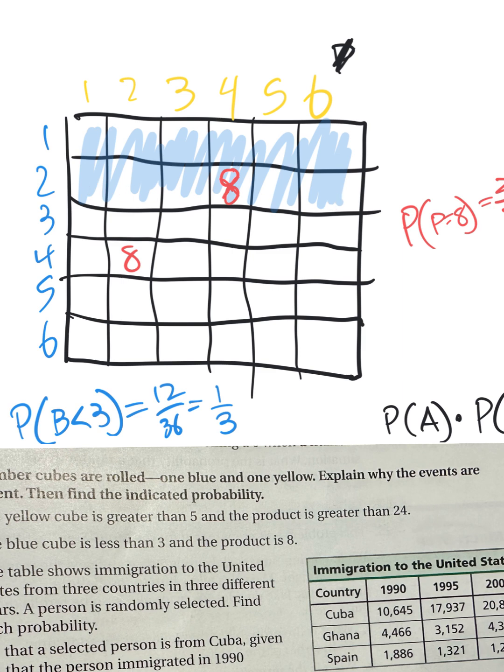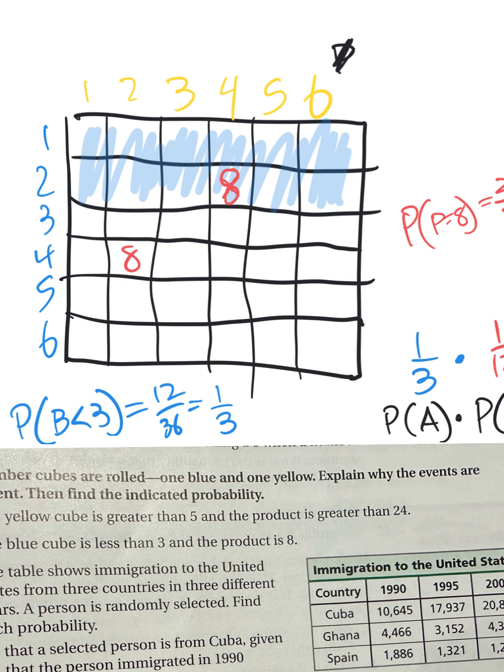So the formula here should be that we could take our probability A, which is the probability the blue is less than 3, and say that's 1/3, and multiply by the probability of B, given that A already occurred. So that's not this. This is just probability of B normally. So the probability of B, given that A already occurred, it looks like there's 1 out of 12 ways for that to happen. So we can say that's actually 1 out of 12, multiply those together, and you get 1 out of 36.